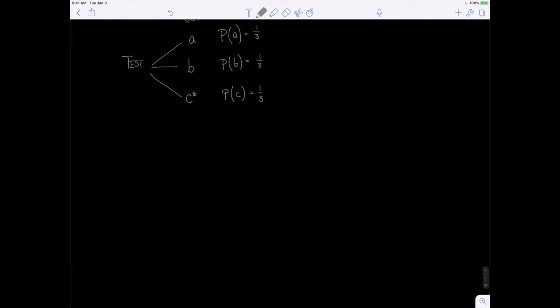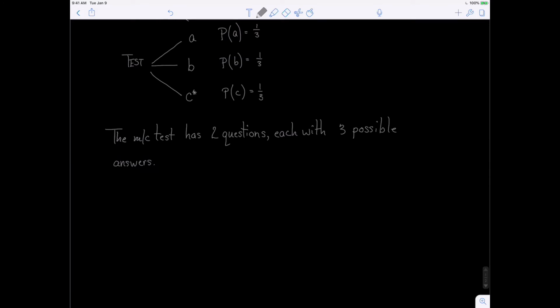So this time the multiple choice test has two questions. Again, each one with three possible answers. Okay, so again, we're going to draw a tree to show what can happen.